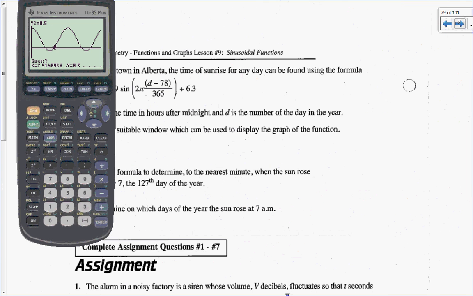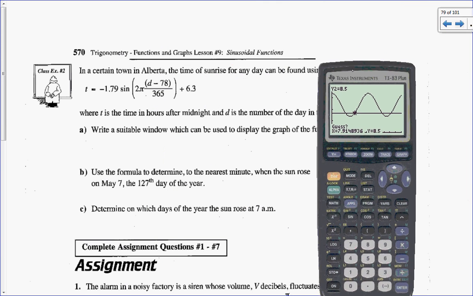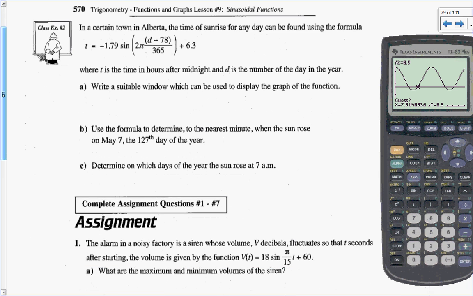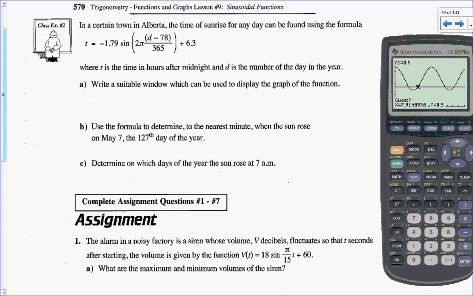Okay, let's flip over the page and we'll have a look at the second example. This is another scenario where you may see the sine function modeling this situation. This is a certain town in Alberta where they have calculated the time of sunrise for any day of the year using this particular formula, where T is the time in hours after midnight again, and D is the number of the day in the year. So whether it's the 50th day or the 200th day, our T is actually our Y, and our D, the day of the year, is actually our X.